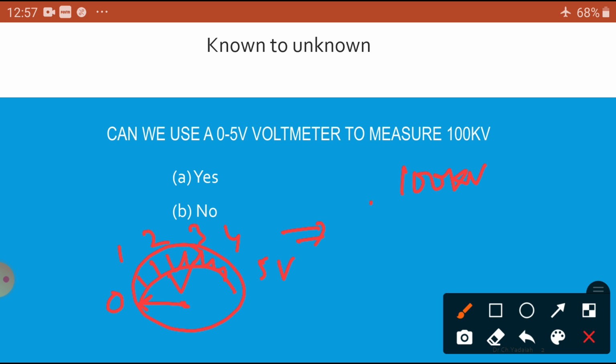Have you observed that 100 kV means it is nearly a tower voltage. This is a tower voltage that we are going to measure. By using this voltmeter, can you measure the voltage between these two, the R phase and Y phase? Can you measure this one? I am asking this question. Will you measure? Why not? We can use it. What is the answer? Yes, we can measure.